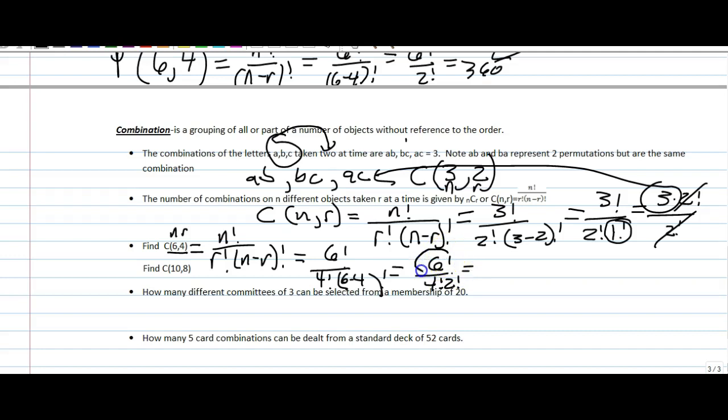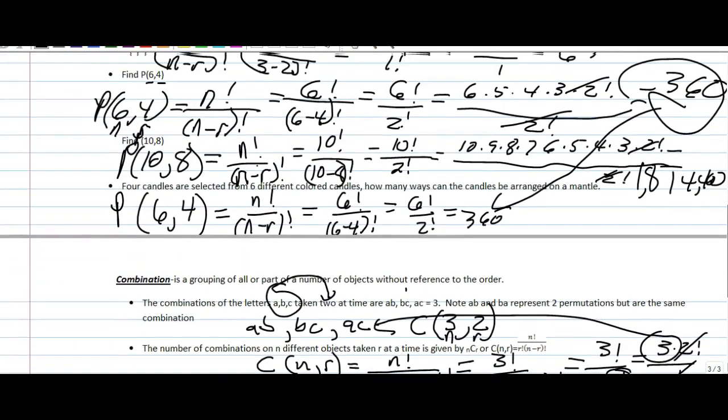And again, I begin the factorialization of the largest number until I can find something that will cancel with a factorial downstairs. Now remember, you can only cancel equivalent factorials. So 6 factorial is equal to 6 times 5 times 4 factorial over 4 factorial times 2 factorial. So I can cancel the 4 factorials. So I have 6 times 5, and 2 factorial is 2 times 1, which is 2. So that's 30 over 2, which is 15. So I have 15 different combinations of 6 objects taken 4 at a time.